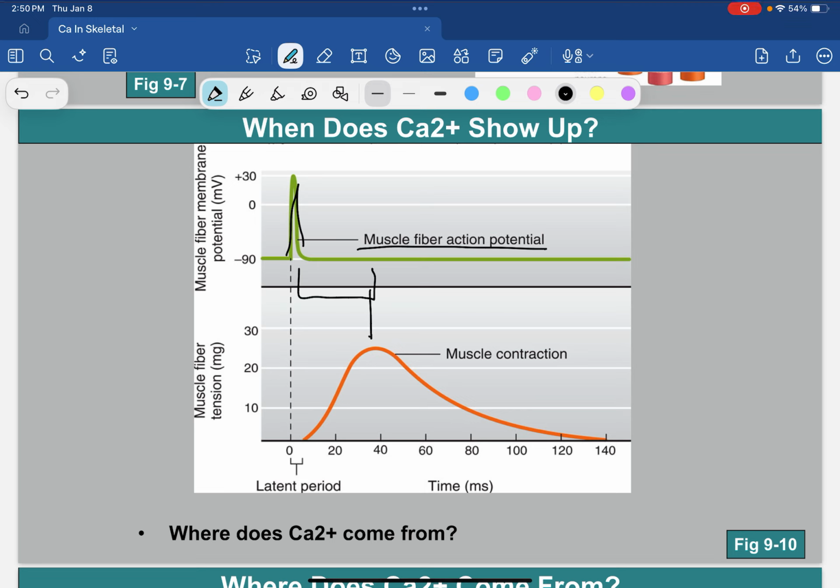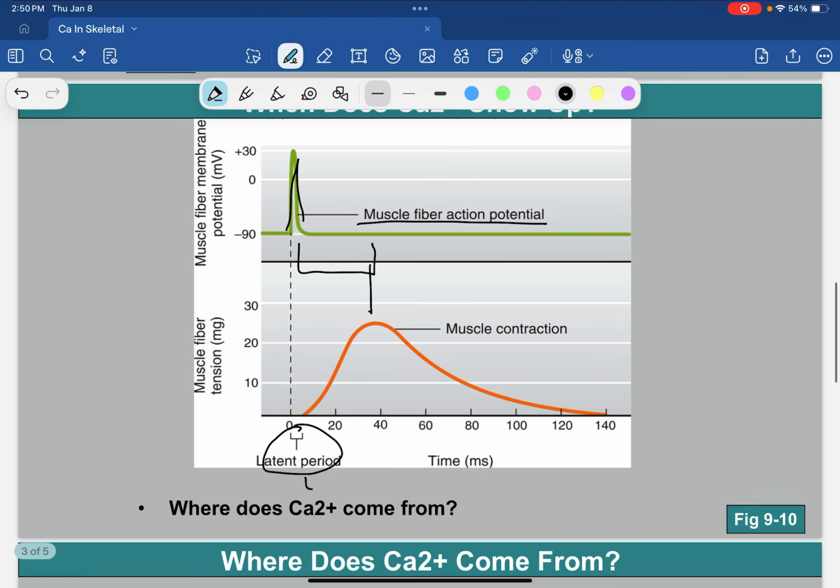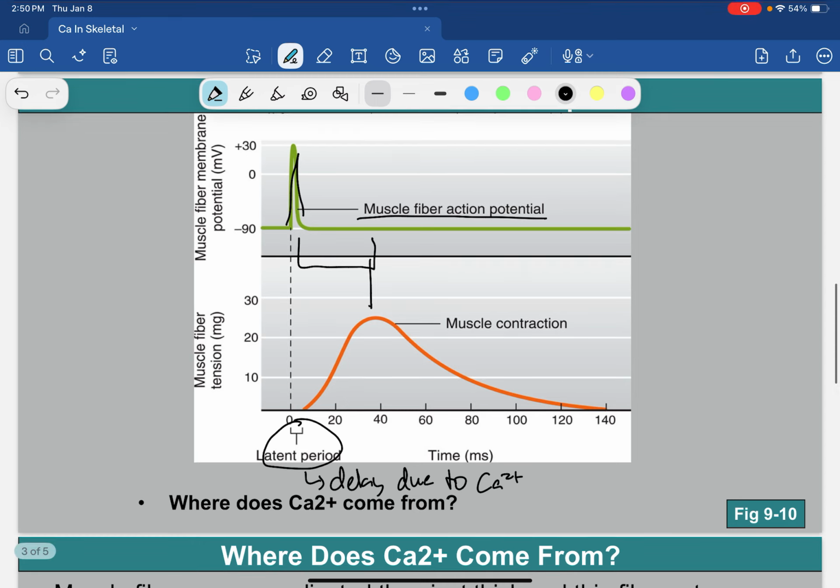And we see down here, we have this latent period. Our latent period is actually a delay due to calcium entering the cytoplasm, because the calcium is already in the cell. It's in either the sarcoplasmic reticulum or somewhere else. So this is just the calcium entering specifically the cytoplasm. So where does this calcium come from, and why did it take a while to get in here?